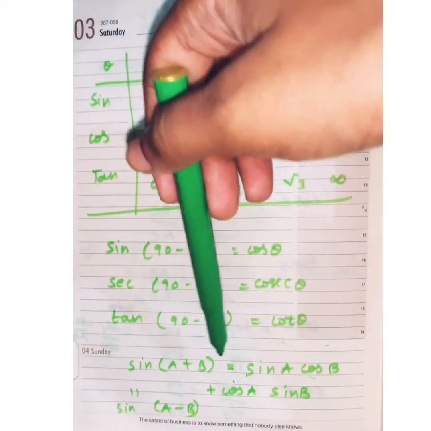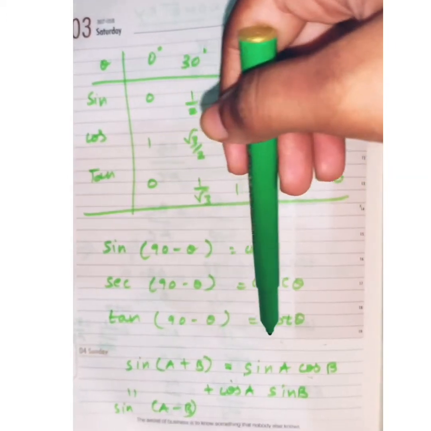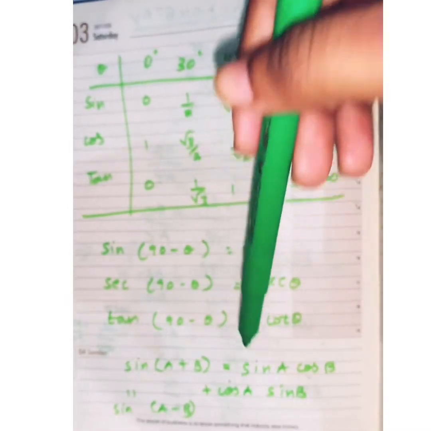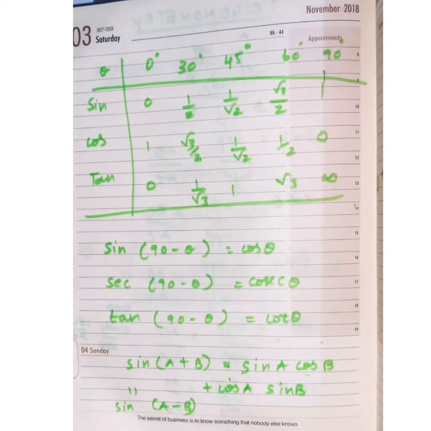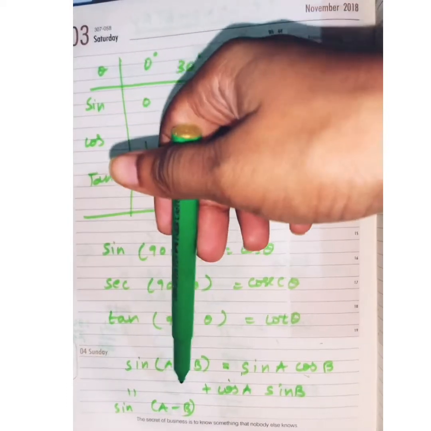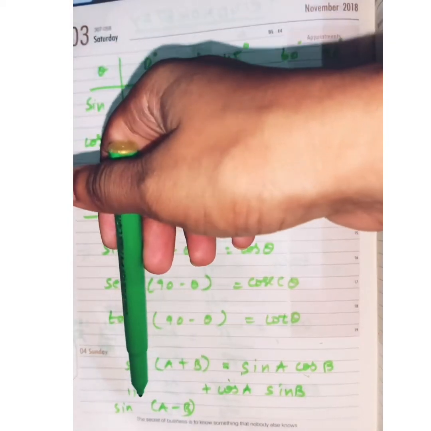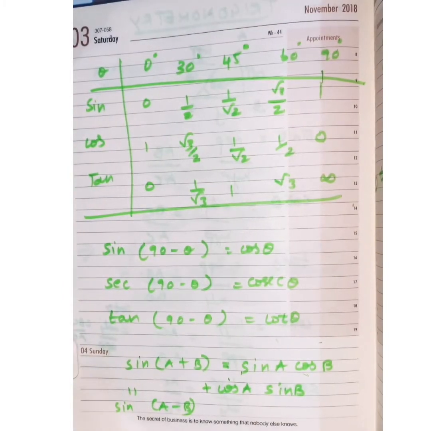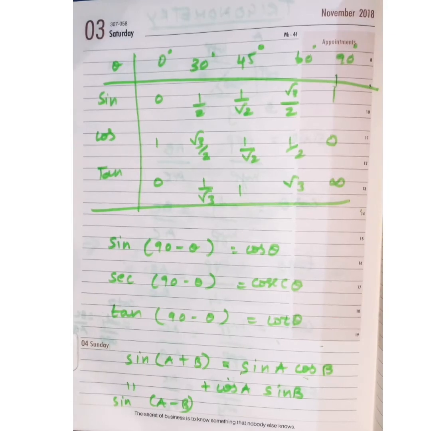Sin A plus B formula is sin A cos B plus cos A sin B. And similar thing for the sin A minus B. What is sin A minus B? The formula is sin A cos B.